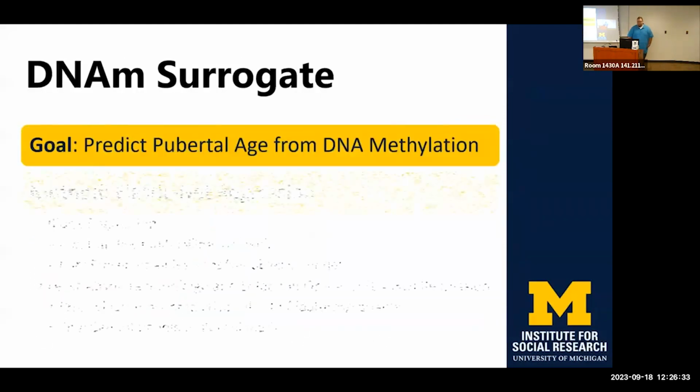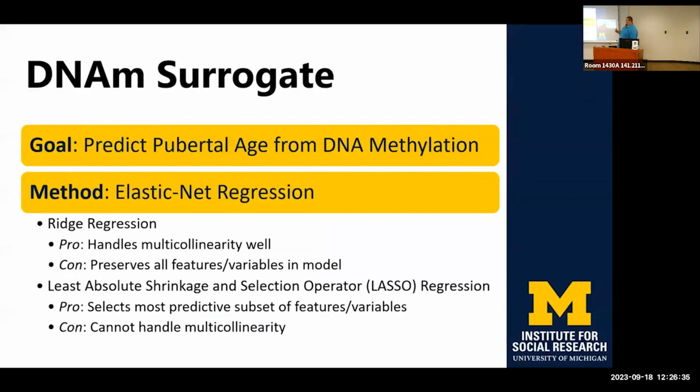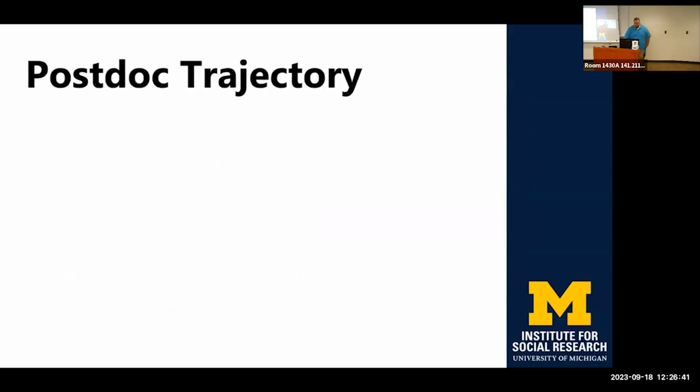One of the other things we're looking to do is construct a DNA methylation surrogate, so basically having the ability to predict pubertal age from DNA methylation using elastic net regression. I won't go into the details of that.